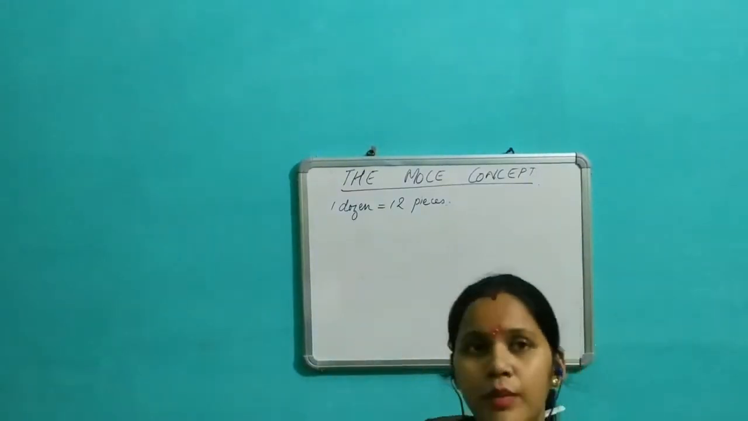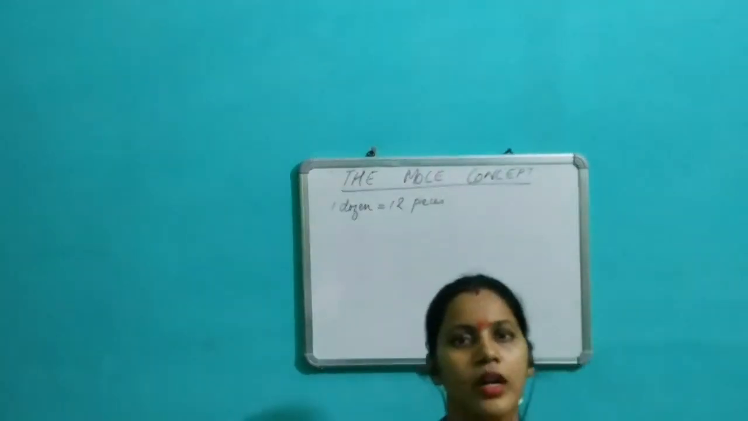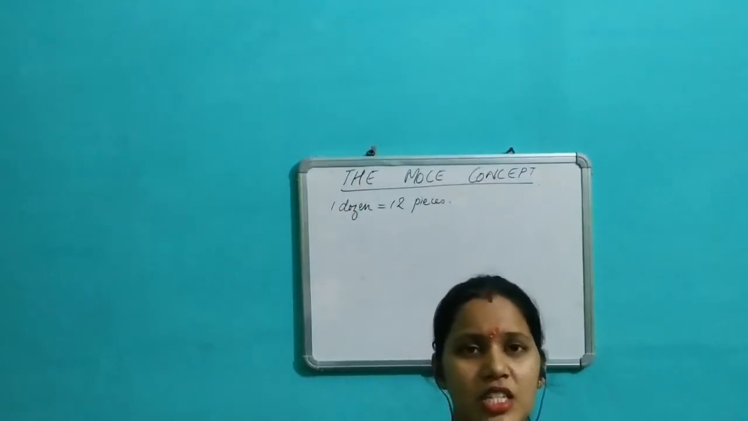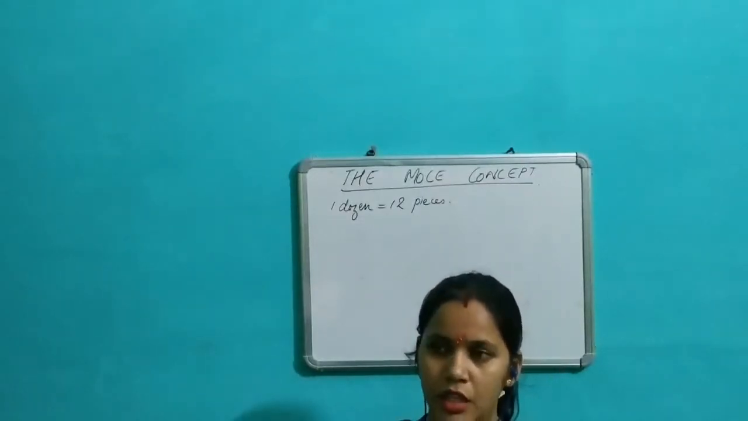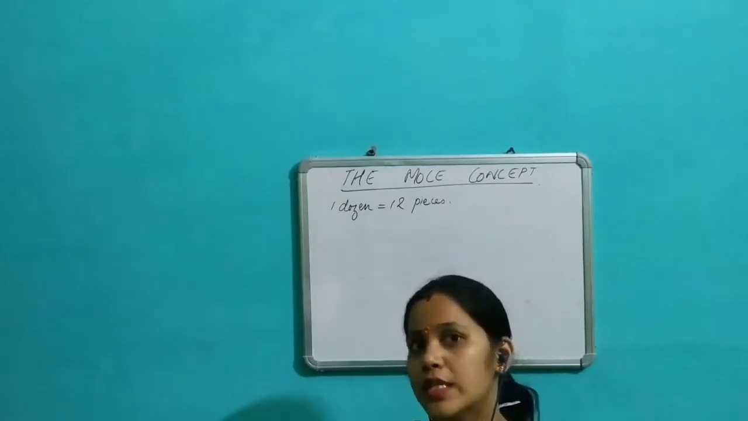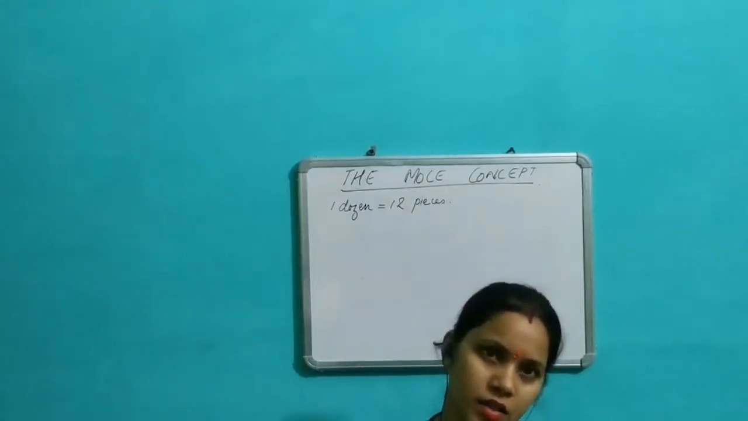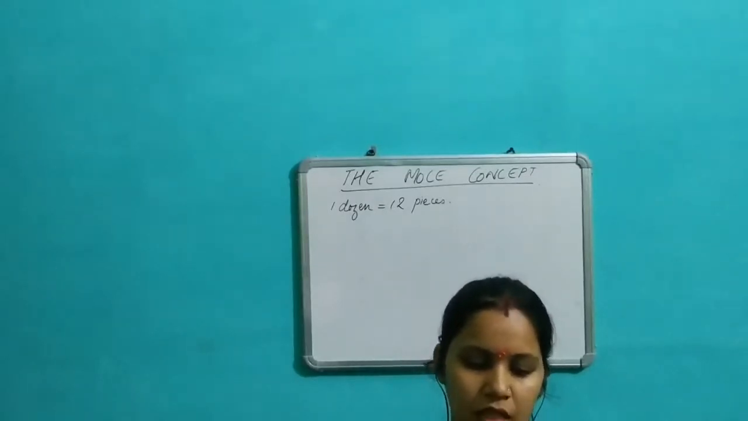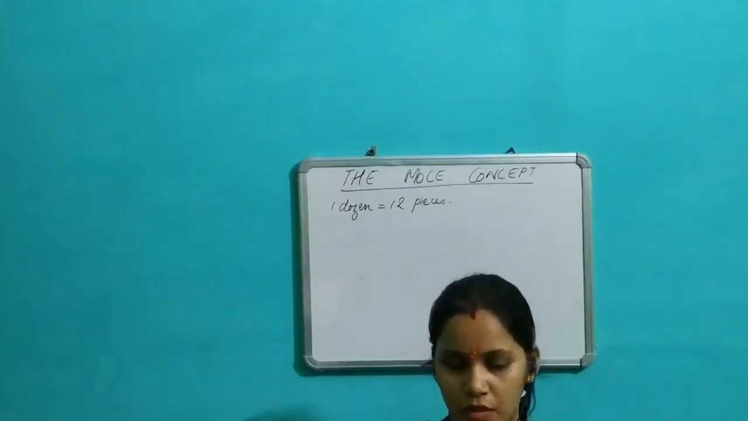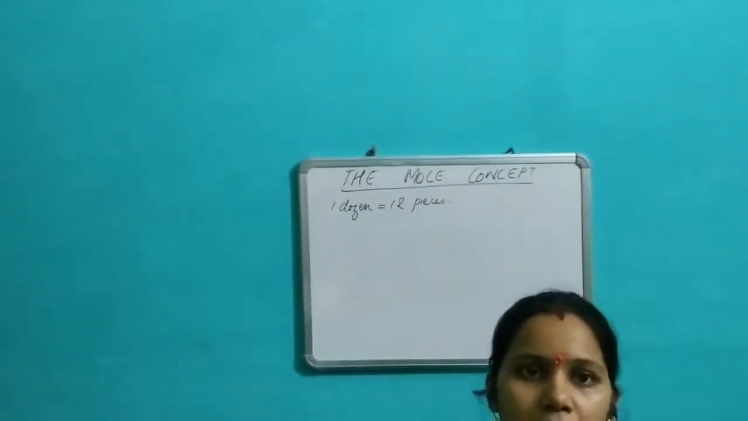So we often buy vegetables by mass, like kg or gram. This unit is just for our convenience. Similarly, mole is a concept of quantity in terms of number and mass. So it relates the mass of any substance to the number of atoms.